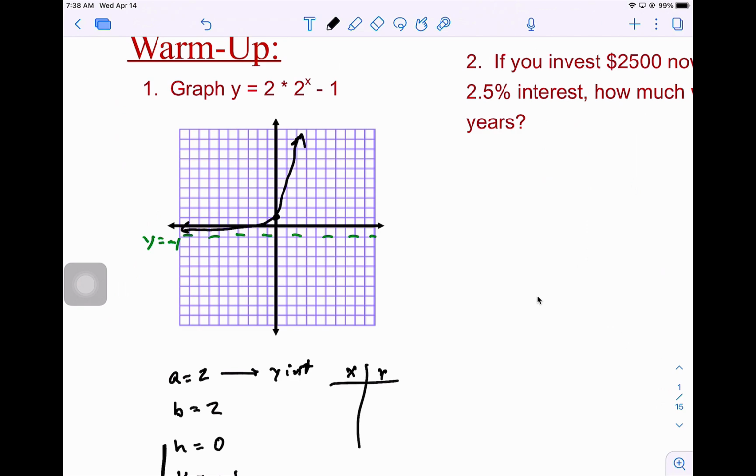And that should help when I told you to take out that other assignment from yesterday. This warm-up should help you on that assignment because there was some review of graphing on there as well. Okay.